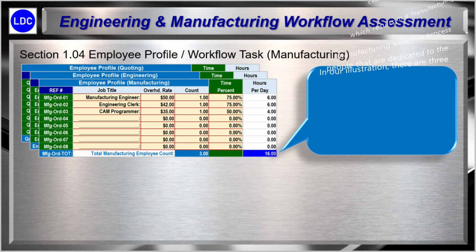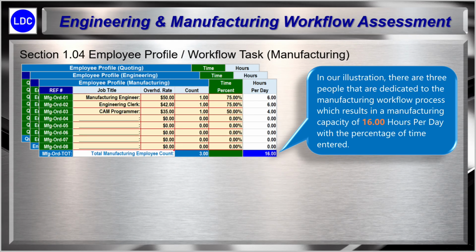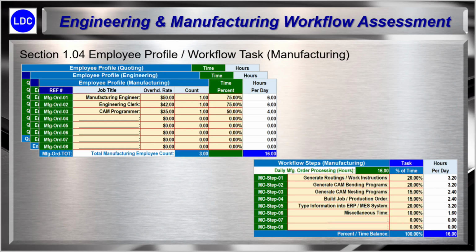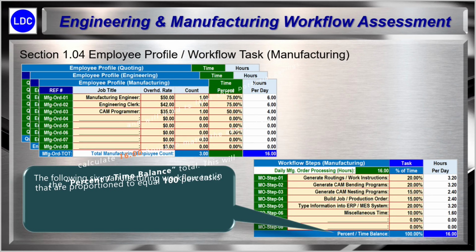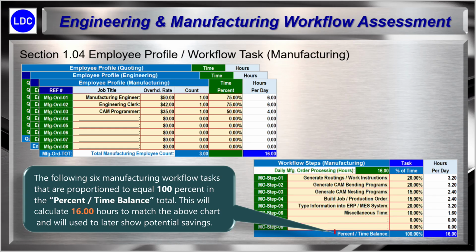In our illustration, there are 3 people that are dedicated to the manufacturing workflow process, which results in a manufacturing capacity of 16.00 hours per day with the percentage of time entered. The following 6 manufacturing workflow tasks are proportioned to equal 100% in the time balance total. This will calculate 16.00 hours to match the above chart and will be used to later show potential savings.